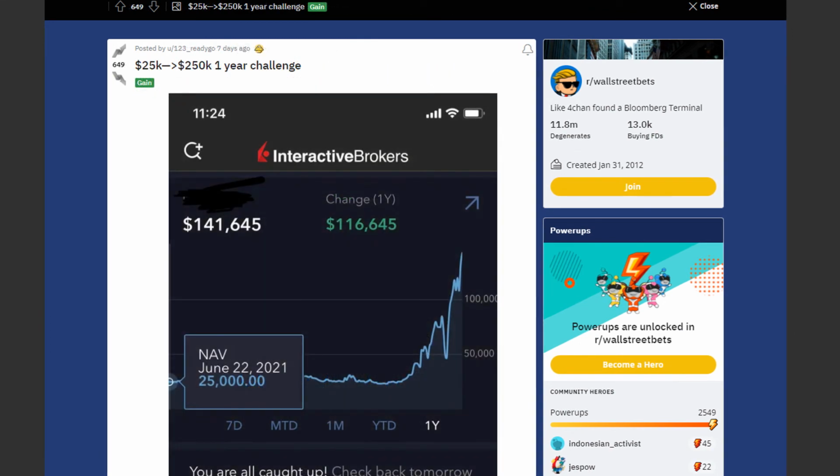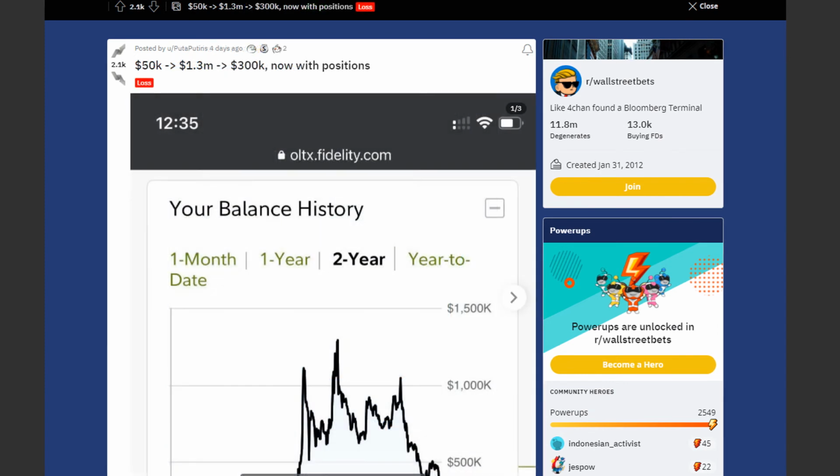Next up, we have a trader by the name of 123 Ready Go. He turned 25k to 250k in 1 year. He earned all of it from S&P e-mini future scalping. And from the screenshot, we can see that most of his gains occurred in the past 3 months. Quite a nice gain.